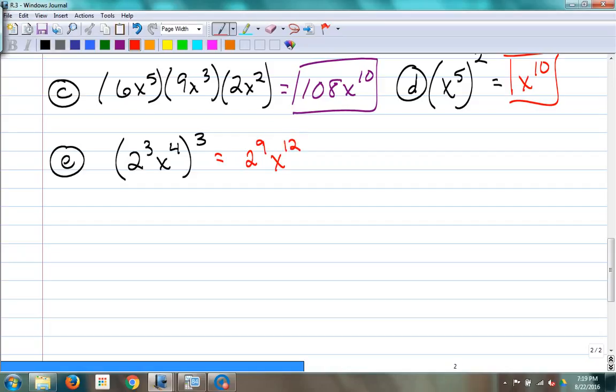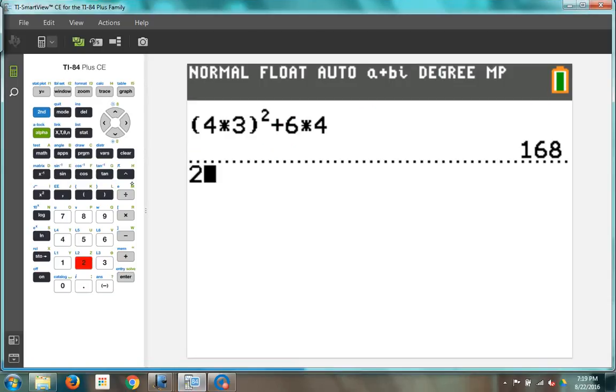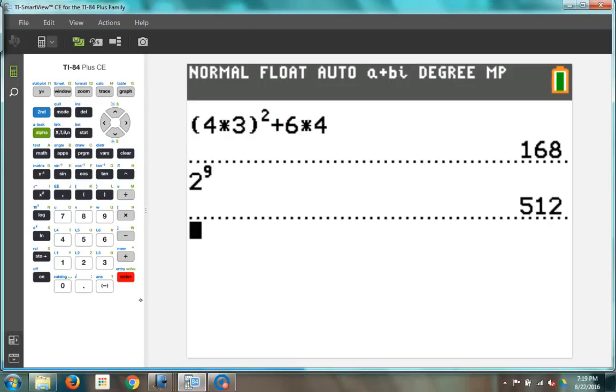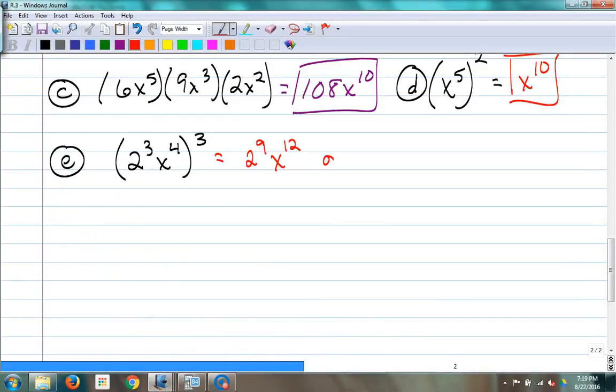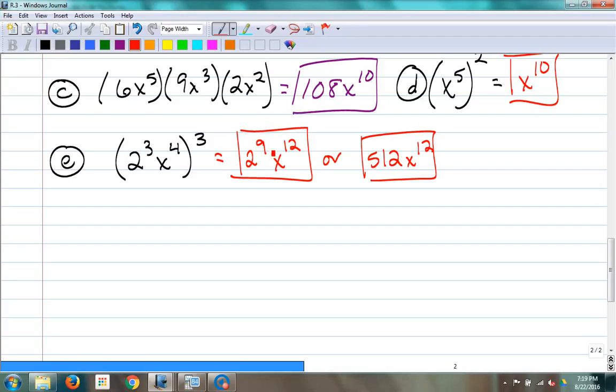Now, 2 to the 9th power is a number, right? We could work that out if we needed to. So with our calculator, we could throw 2 raised to the 9th. 512. So we could write that as 512 x to the 12th, because it is a number raised to a power. Know that it's both of those. Don't necessarily just always rely on working out that number, but understand that 2 to the 9th is 512.